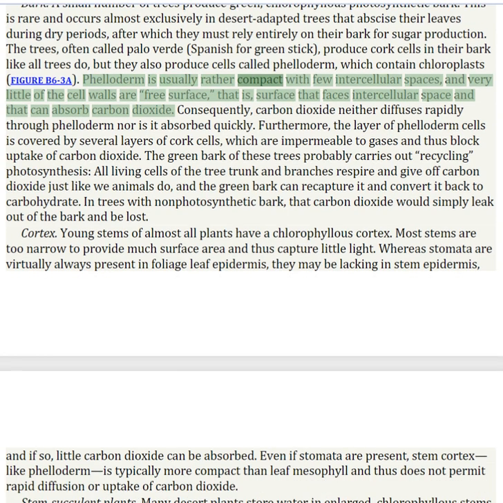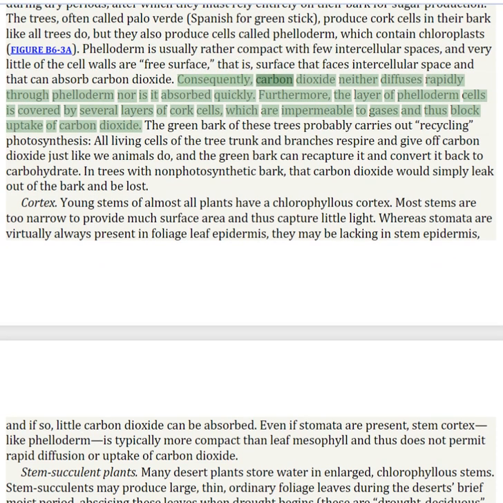Phelloderm is usually rather compact with few intercellular spaces, and very little of the cell walls are free surface, that is, surface that faces intercellular space and that can absorb carbon dioxide. Consequently, carbon dioxide neither diffuses rapidly through phelloderm nor is it absorbed quickly. Furthermore, the layer of phelloderm cells is covered by several layers of cork cells, which are impermeable to gases and thus block uptake of carbon dioxide.